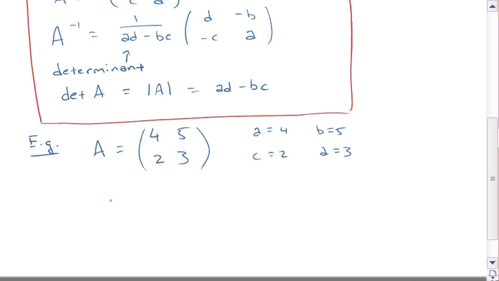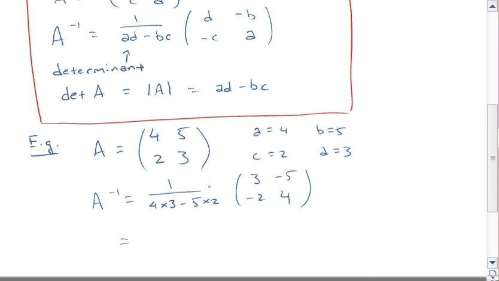Okay. So now I can plug these numbers directly into this equation up here and work out what the inverse of A is. Okay, so A inverse is 1 over the determinant, so 1 over A times D, which is 4 times 3, minus B times C, which is 5 times 2, times the matrix. And remember I said we're going to switch these two numbers around, so 3 and 4. 5 becomes negative 5. 2 becomes negative 2.